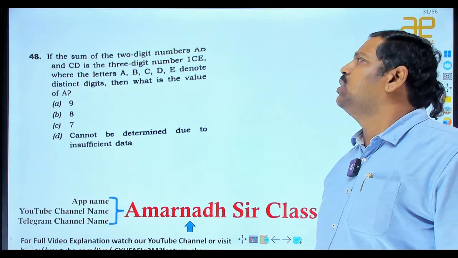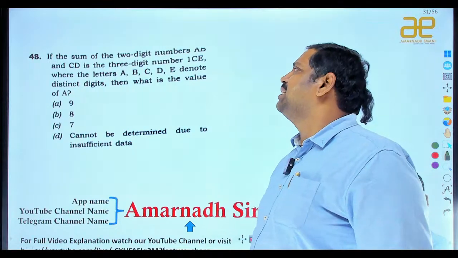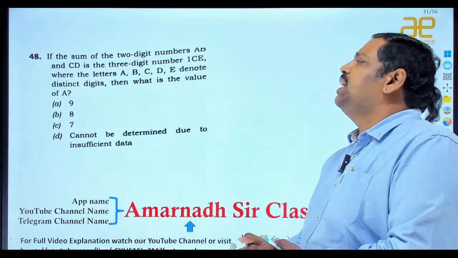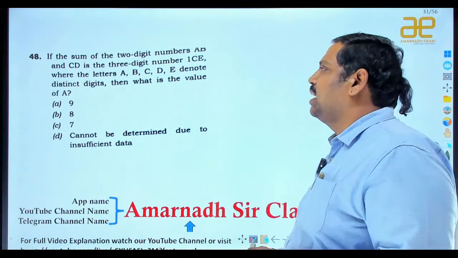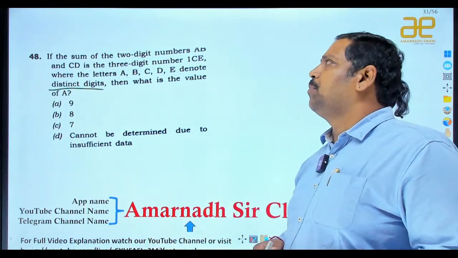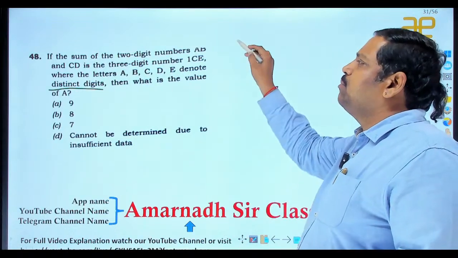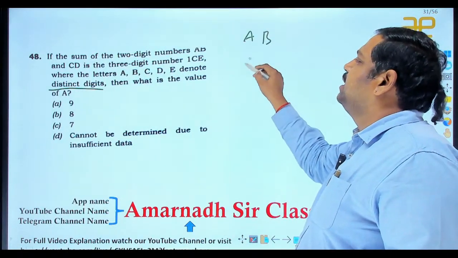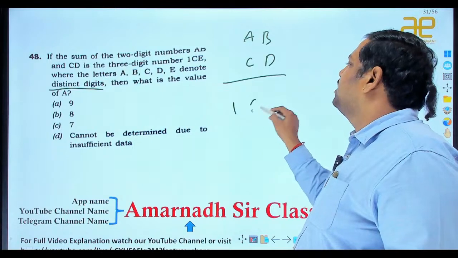Right, see the next question. If the sum of the 2-digit numbers AB and CD is the 3-digit number 1CE, where the letters A, B, C, D denote distinct digits. Understand the word? Distinct digits. Then what is the value of A? He said that the sum of the 2-digit numbers AB and CD, its sum is how much here? 1CE.